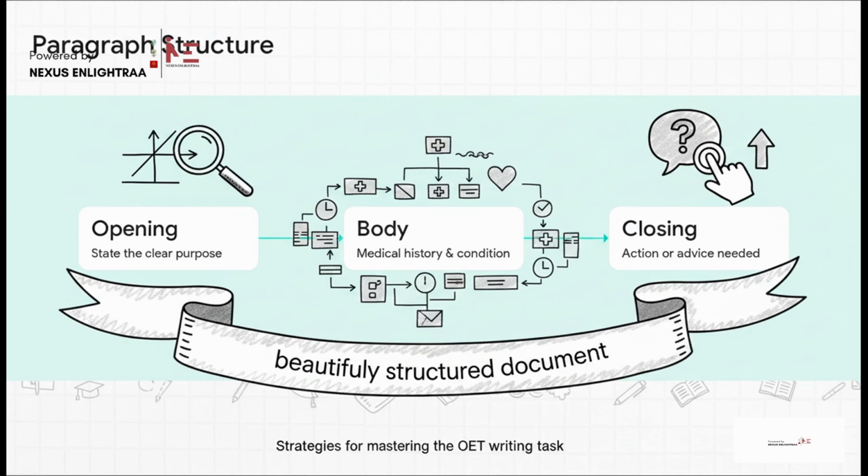Step 1 is your opening, where you drop that clear purpose we just talked about. Step 2 is the body. This is where you logically lay out the relevant medical history, the treatments you gave, and the patient's current condition. You'll want to use linking words here to make the timeline obvious.